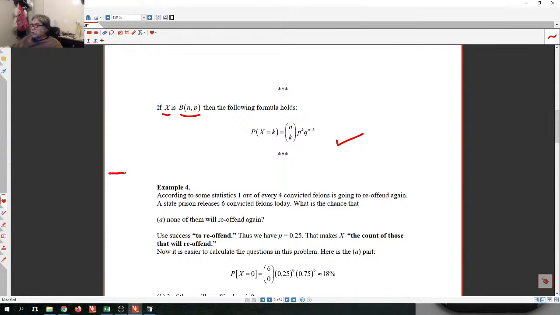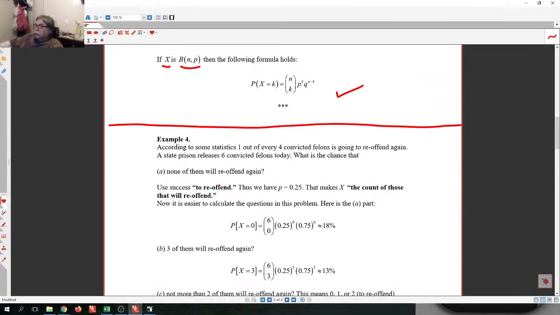So I'm going to start with example number 4 in this story of calculations, how to use it. It says: according to some statistics, 1 out of every 4 convicted felons, the people that are released but have been convicted for felonies, are going to reoffend again. It's like 25% of them will reoffend again, 75% won't. A state prison releases 6 convicted felons today. Like, I'm making up an example, right? What is the chance that none of them will reoffend again?